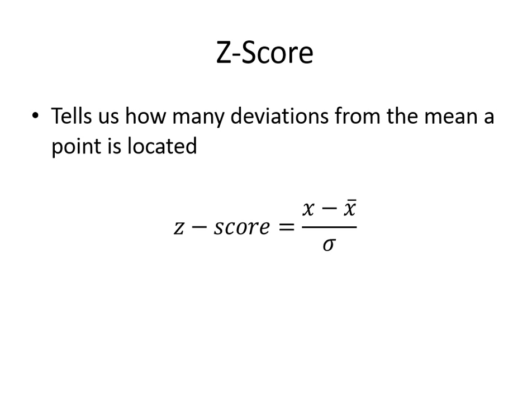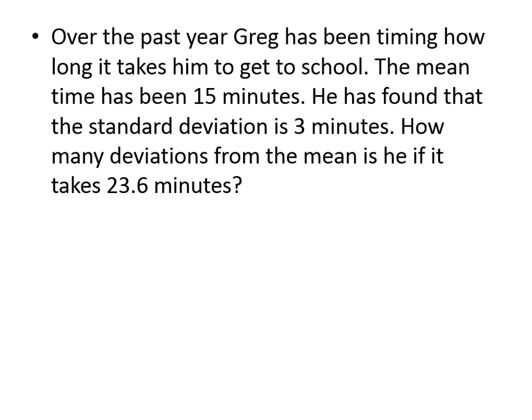You can have a negative z-score. A negative z-score just means that it's below the mean. The x is smaller than the average. And then that tells us how many deviations we are from the mean. So that's what the z-score does. If you take a statistics class, there's a lot more you can do with a z-score, like finding percentages and everything, but we're not going to do that.